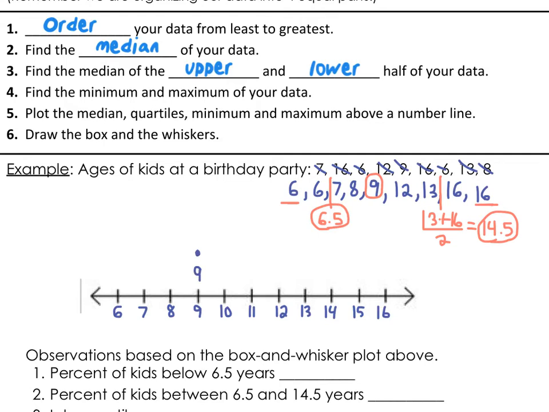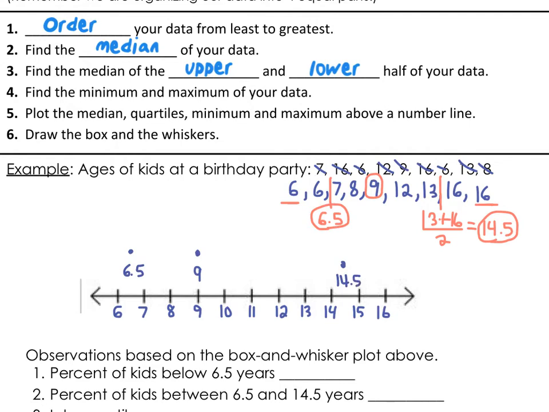Then I like to plot the first quartile and the third quartile. So at 6.5, that's going to be in between 6 and 7. I'm going to put a dot there and label it 6.5. And then the upper quartile is at 14.5. So I'll do the same. I'm trying to make the dots at even heights. Okay, we're labeling it 14.5.